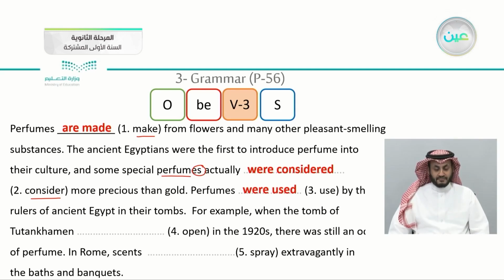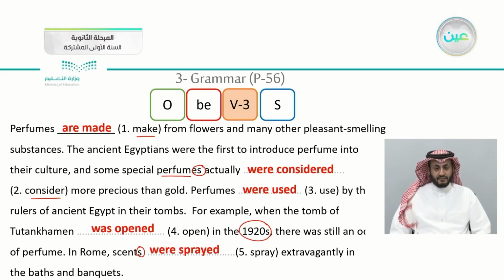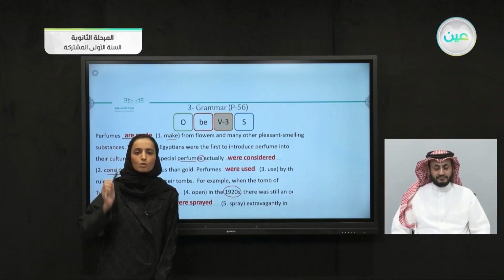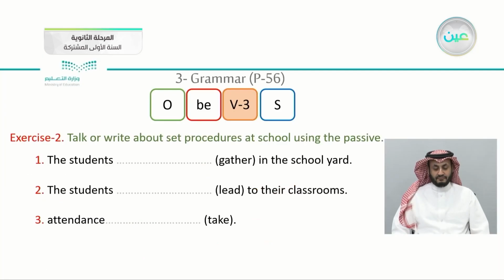For example, when the tomb of Tutankhamun opened in the 1920s, past. So it was opened in the 1920s. There was still an odor of perfume. In Rome, scents, scents are more than one, spray extravagantly in baths and banquets. They were sprayed. So all of them, when the scent is in the past, use was or were. Otherwise, present, you will use is or are. Okay, so these they are.